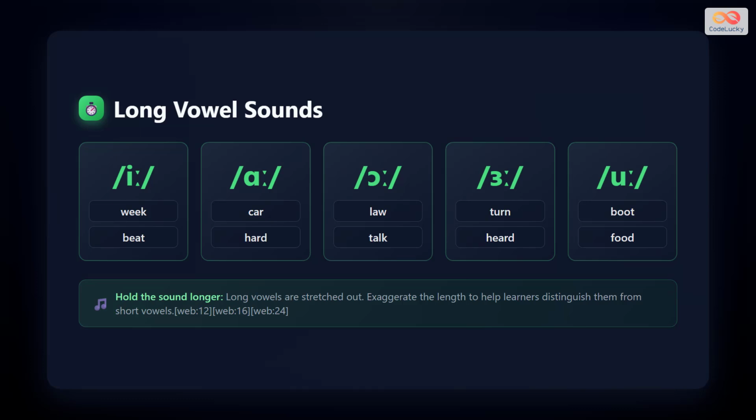Now let's move to the 5 long vowel sounds. The sound /I length mark as in weak and beat. The sound /A length mark as in car and hard. The sound /O length mark as in law and talk. The sound /U umlaut length mark as in turn and heard. The sound /U length mark as in boot and food. The key difference is that you hold these sounds longer than the short vowels. Stretch out the sound and exaggerate the length so your listeners can hear the difference clearly.